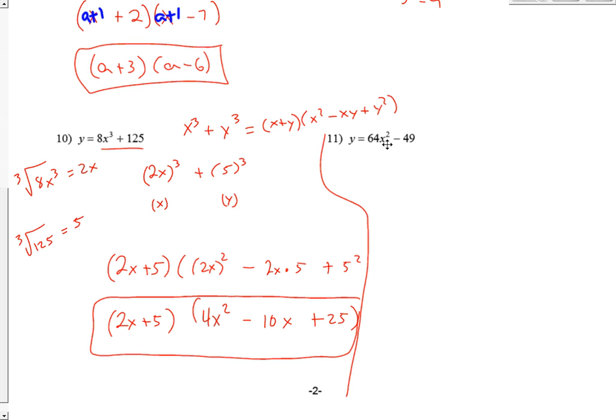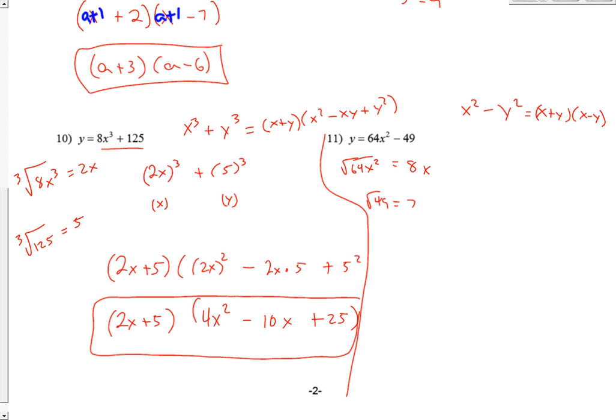When I look at number 11, I've got x squared minus another number. So that is probably going to be x squared minus y squared. And the factors of that are x plus y and x minus y. And so what I need to do is find the square root of 64x squared. The square root of 64 is 8. Square root of x squared is x. And then the square root of 49 is 7.